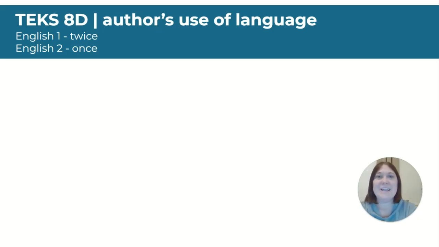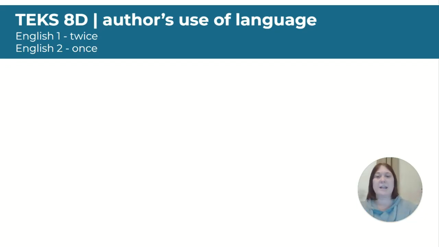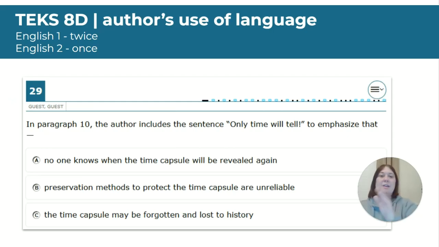Finally, let's look at TEKS 8D, author's use of language, on the English 1 twice and the English 2 once. We're going to see that the verb emphasize is used a lot for this type of question. So the author uses this phrase, the author uses this dialogue, the author uses this image, and then it usually follows up with to emphasize that. And here we see it again. Here is a sentence with some dialogue to emphasize that.